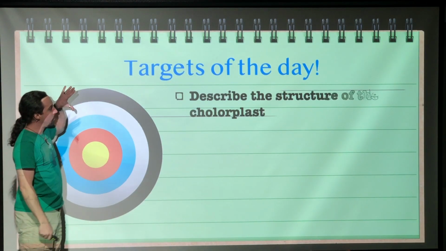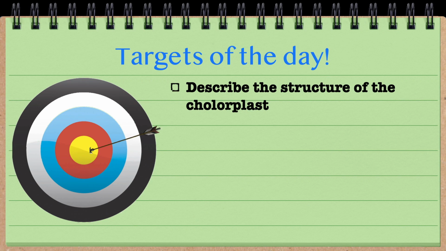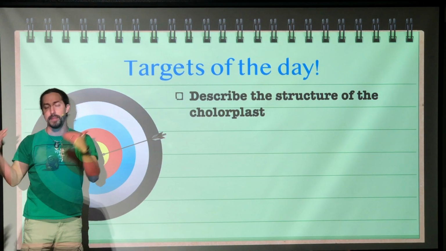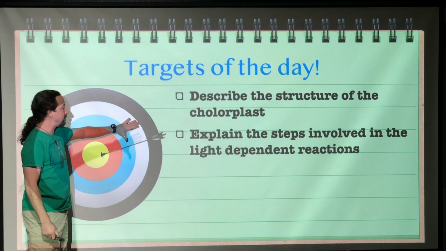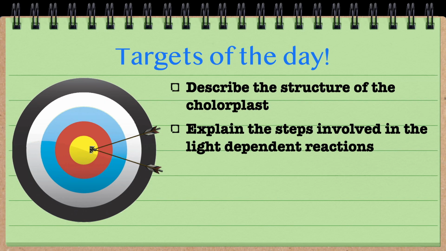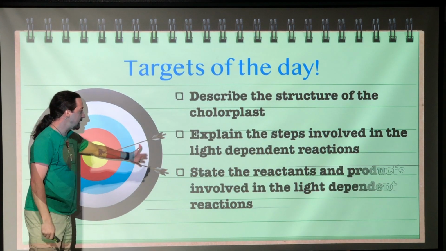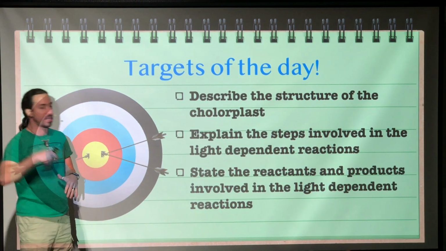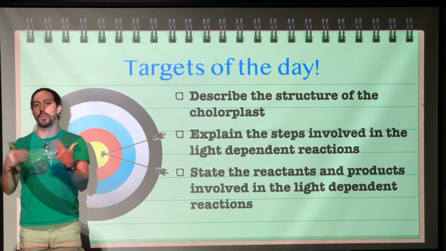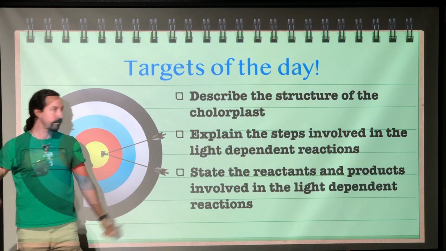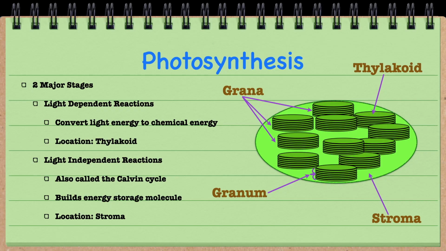First things first, we are just going to review the structure of the chloroplast, just reminding ourselves what the chloroplast is made up of and how it is set up. Next, we're going to be looking at the steps that are involved in the light-dependent reactions, which is one of the two different stages of photosynthesis. And lastly, we are going to state the reactants and the products that are involved in those light-dependent reactions, just looking at a big overview of the whole process. So let's get this started.